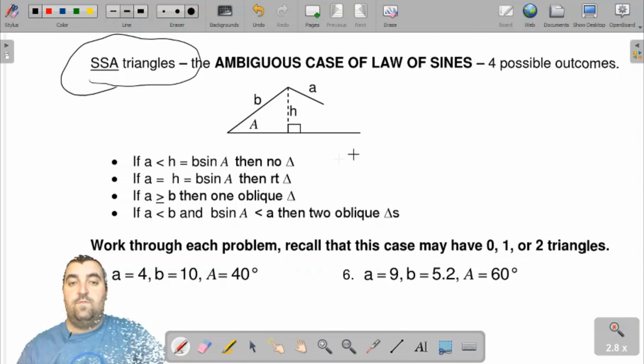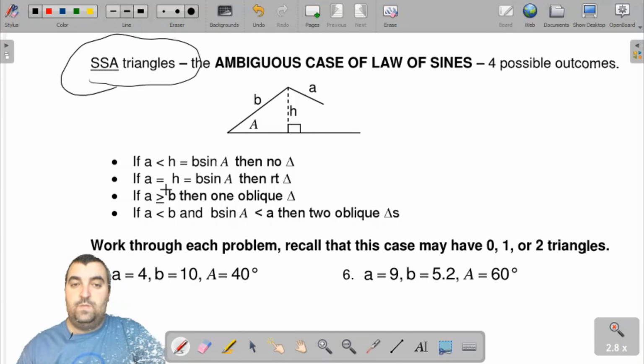Basically, if your A value, so if this side is too short, shorter than the height of the triangle that this angle would make, then we have no triangle formed. That one ends up being a lot less work, but we don't know it right off the bat. You either have to find the height, or you could just start doing law of sines and you'll see that it will not work.